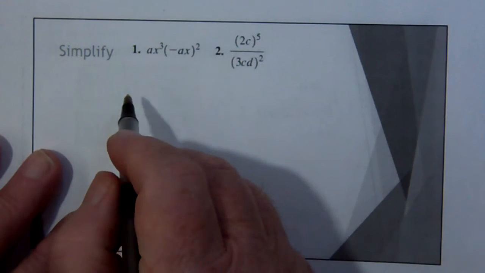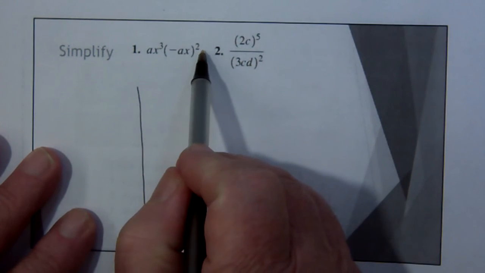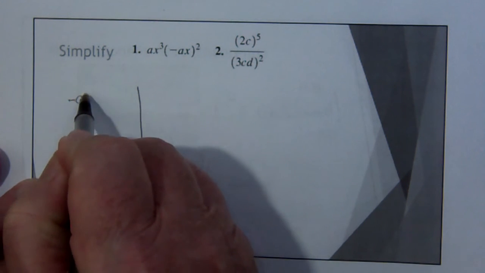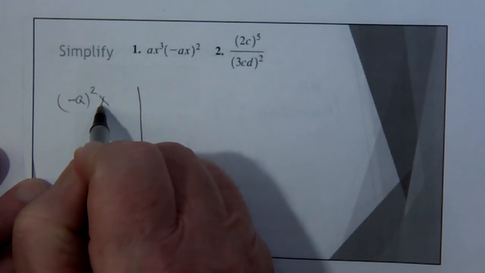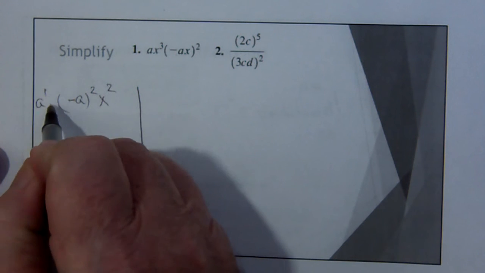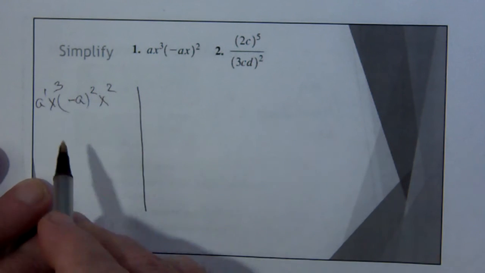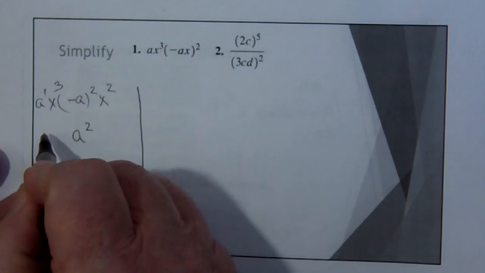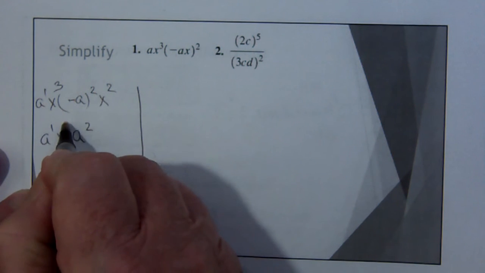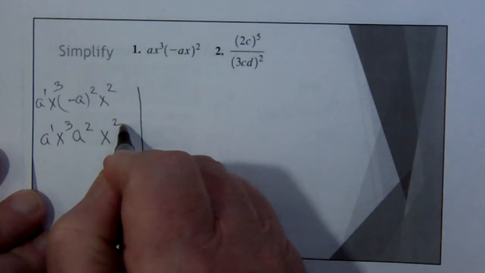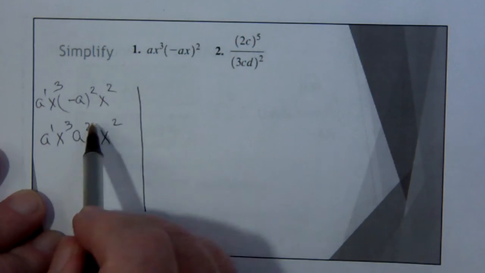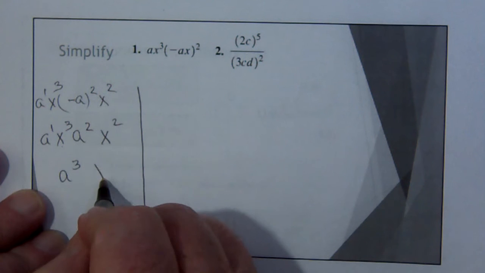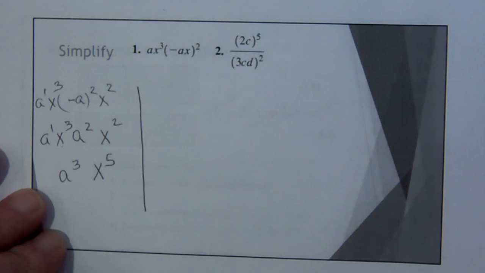Doing this first problem, I'm going to apply the square to both negative a and x, and I have a to the 1 here, and I have x cubed. So negative a squared is the same thing as a squared. So I'm going to have a to the first times a squared is a cubed, and this is going to be x cubed times x squared, which is x to the 5th power.